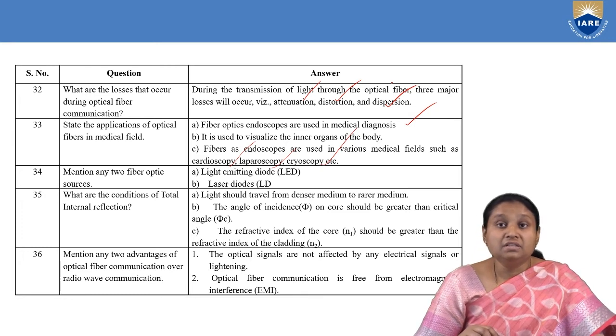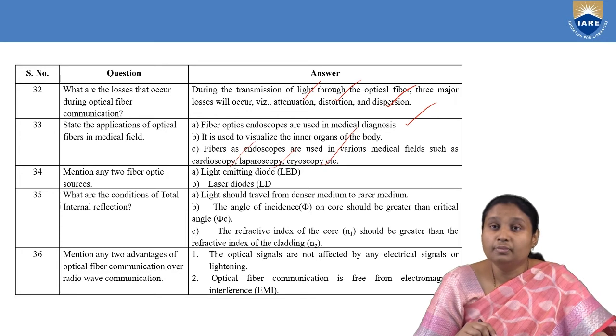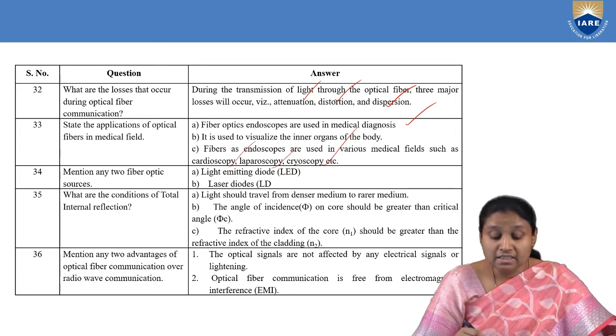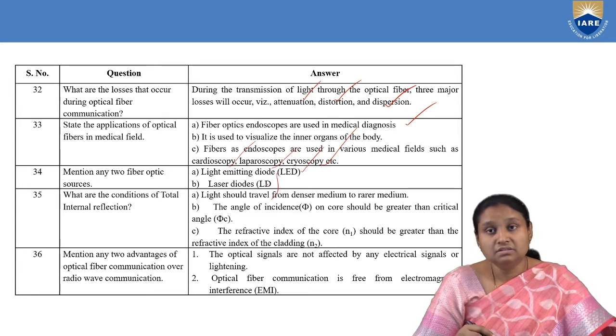The next, mention any two fiber optic sources. Whenever we are making use of optical fiber communication, what type of light source will we use? Either we'll make use of a light emitting diode or we'll make use of a laser diode.